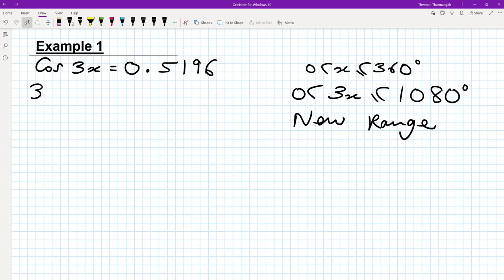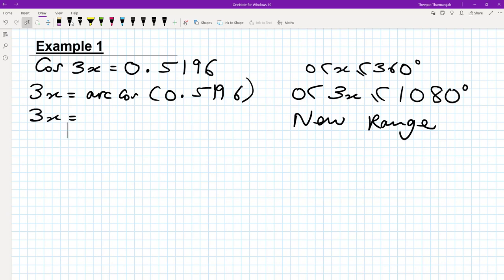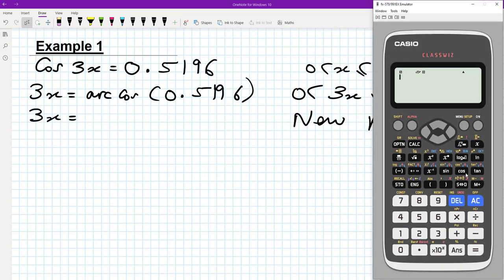So the first thing we ought to do is to do arc cos 0.5196. We can do that on our calculator. So arc cos 0.5196 here, and that's going to give me 58.7 degrees.